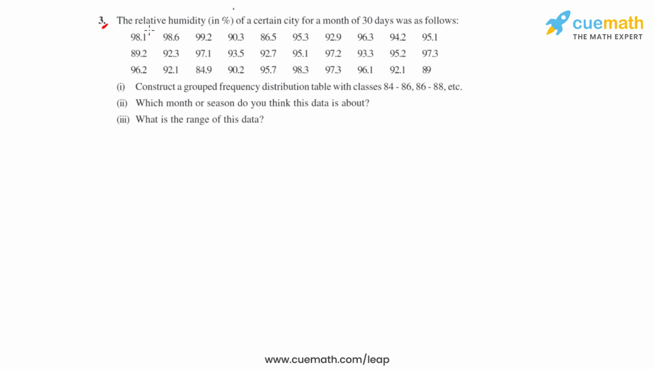Question number 3 says that the relative humidity in percentage of a certain city for a month of 30 days was as follows. So this is the data that we have. The first point asks us to construct a grouped frequency distribution table with classes 84 to 86, 86 to 88 and so on. The second point asks us which month or season do we think this data is about.